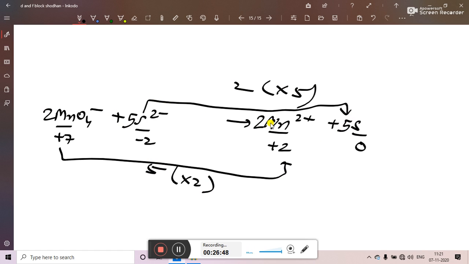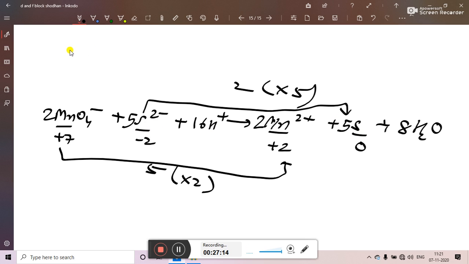Then on the right hand side we are having total charge plus 4. On the left hand side we are having total charge minus 12. So here we have to take 16H plus. In order to balance this 16H plus we have to take 8H2O. So this is the balanced equation. 2 MnO4 minus plus 5 S2 minus plus 16H plus gives 2 Mn2 plus 5 sulfur plus 8H2O.